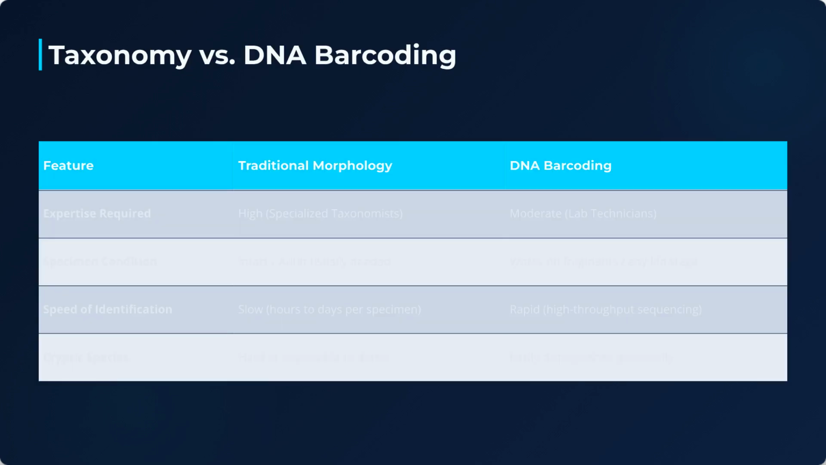Compared to traditional morphology, DNA barcoding is rapid, high throughput, and requires moderate technical expertise. It excels at identifying fragments and distinguishing cryptic species, which are difficult to detect using morphology alone.